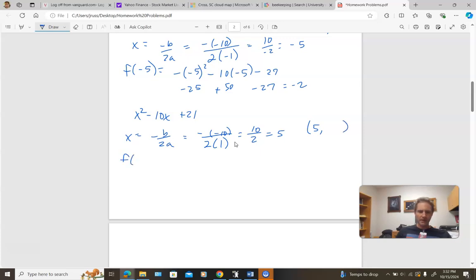And then to find my y-coordinate, I'm going to plug 5 into that function. Alright, well, if I do this, this will be 25, this will be -50. That would be -25 plus 21, I believe would be -4. So I believe that is where my vertex is, 5, -4.